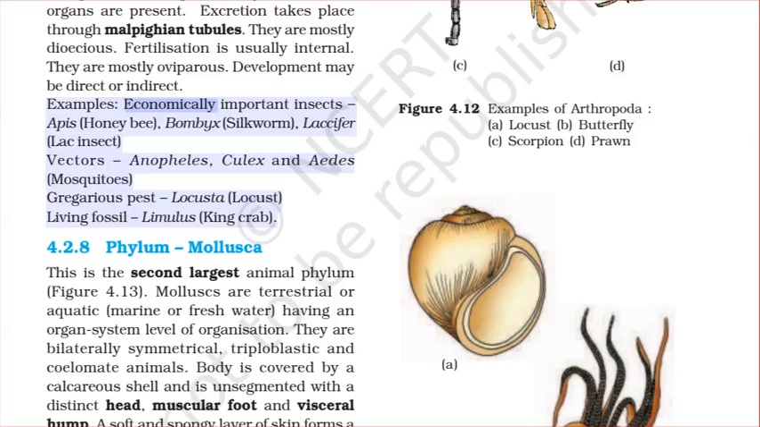Examples: economically important insects: Apis, honeybee; Bombyx, silkworm; Laccifer, lac insect; vectors: Anopheles, Culex and Aedes, mosquitoes; gregarious pest: Locusta, locust; living fossil: Limulus, king crab.